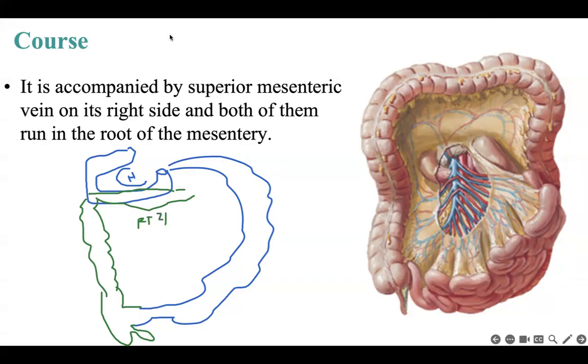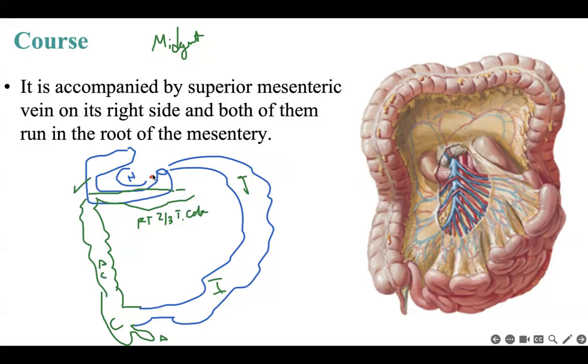If I ask you what the derivatives of the midgut are, you have to tell me the remaining part of the duodenum, the jejunum and the ileum, and the cecum, appendix, ascending colon, and the right two-thirds of the transverse colon. All these are midgut, so the SMA, superior mesenteric artery, will supply all these organs.